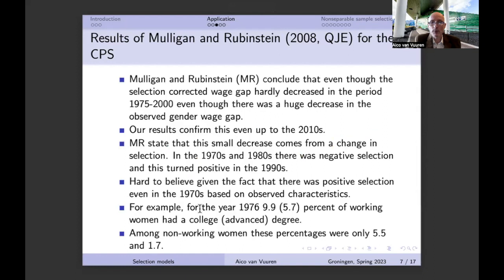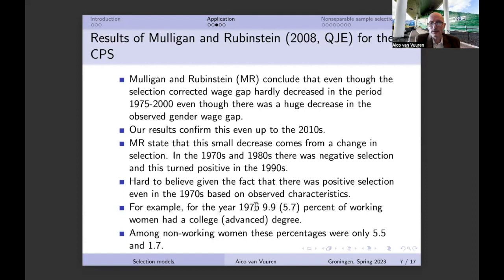Well, this could of course be a real story, but that cannot explain the fact that when we look at the observed characteristics of the women, even in 1976, the observed characteristics of the working women were actually very good. For example, in 1976 the percentage of women that had a college degree was around 10%. That doesn't look like a lot, but take into account that even for men, this percentage was not much higher. It was more or less the same.